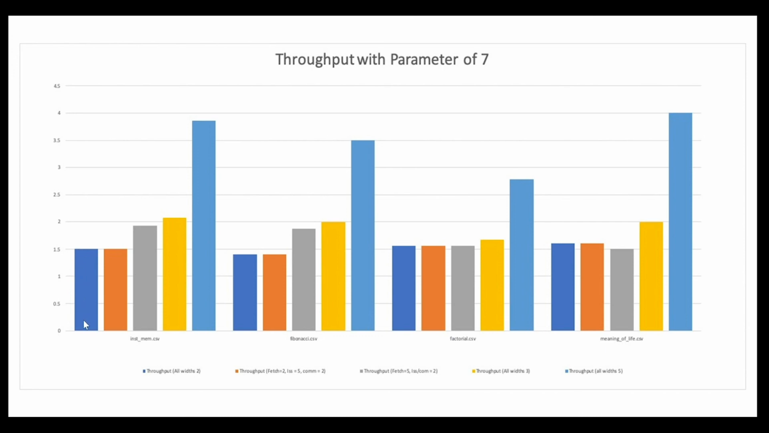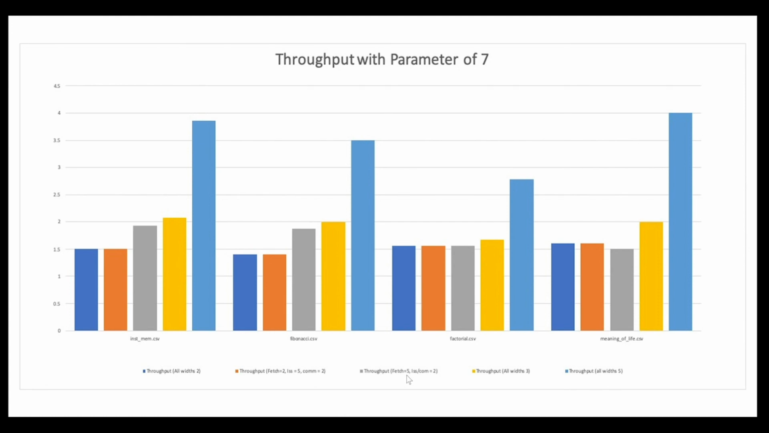As you can see in that dark blue bar, all of the widths are 2. We're at 1.5 for our instruction memory. And then we go to our red bar where our fetch width is 2 and our issue width is 5 and our commit width is 2. It is the same as our blue bar because our fetch, which is before our issue width, is still 2.